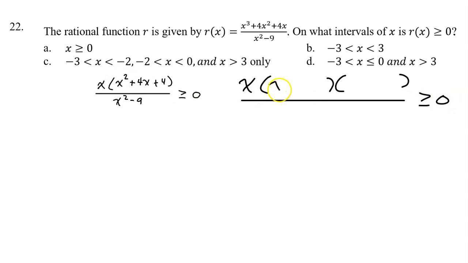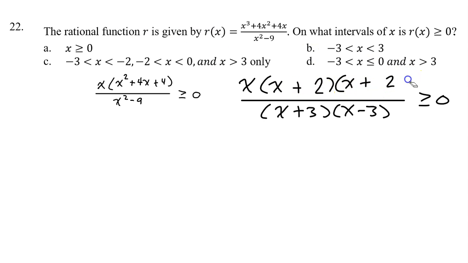X squared will factor as x times x. 4 will factor as 2 times 2, or 1 times 4. But the inner plus the outer must equal the middle. So 2x and 2x make 4x. So we factored it. Also, the denominator will factor. This is the difference of two squares. So x plus 3 times x minus 3. Now that I look at it, I see that the x plus 2 appears twice. So let's write this as x plus 2 quantity squared.